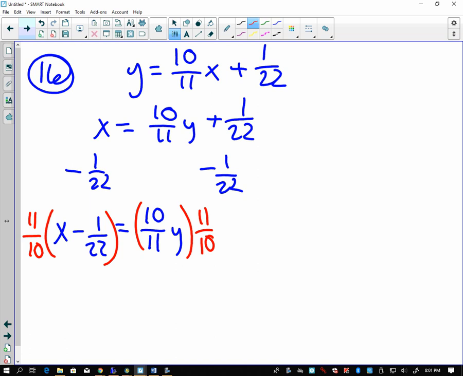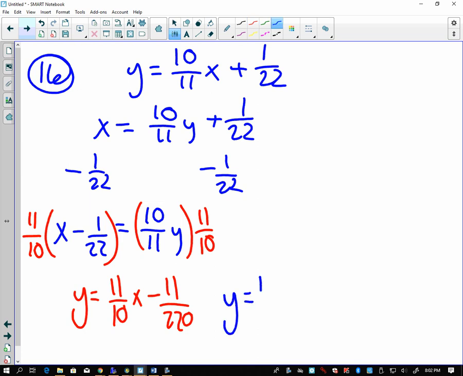All right, so y equals 11/10 x. And let's see, 11 times negative 1 is negative 11. And 10 times 22 is 220. So if I check my answer key here, and this will go on to reduce down, 11/10 x won't, but 11 over 220 will, to negative 1/20.